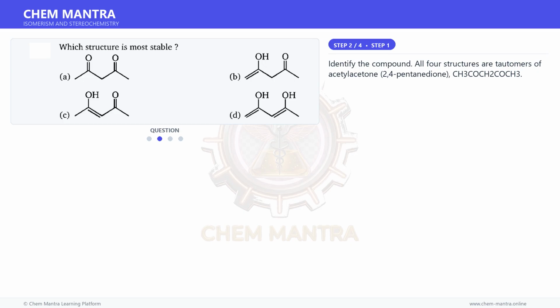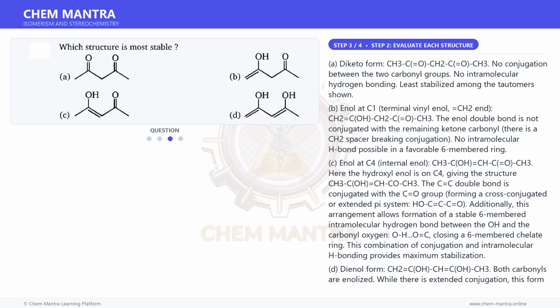Identify the compound. All four structures are tautomers of acetylacetone, 2,4-pentanedione, CH3-CO-CH2-CO-CH3. Moving on to the next step.